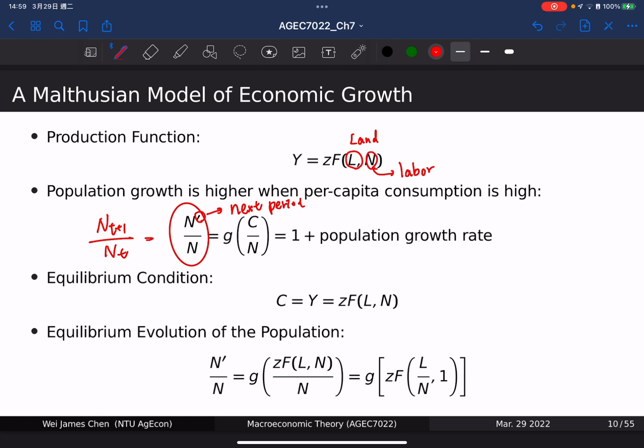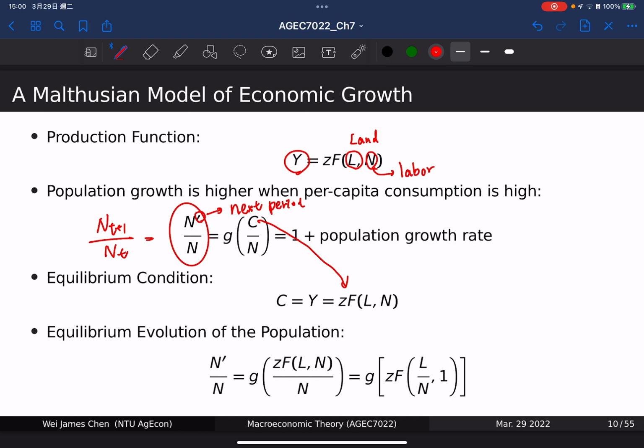And in this model, there's nothing else that is produced, only this Y. So everything that's produced will be consumed. So in equilibrium, C equals Y. And since Y is this Z times F of L and N, we can replace the C with this Z times F of L and N. And then the equilibrium becomes, we can put this inside this and get this, basically.